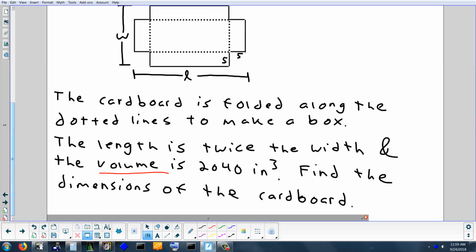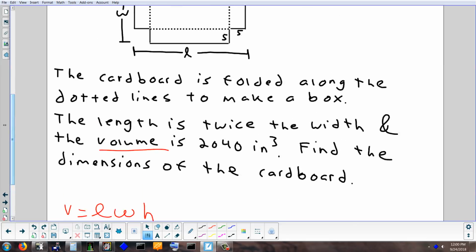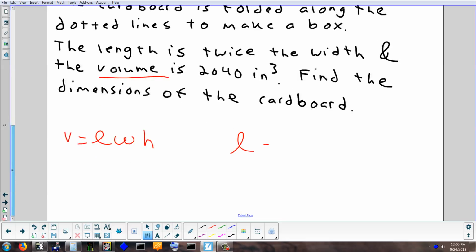So they're telling us something about volume, so we need the formula for the volume of a rectangular prism. Basically like a cube. What's the formula for the volume of a rectangular prism? Okay, so let's start with that. Volume equals length times width times height. Now, they tell us something about our length in relation to the width. What do they tell us about the length? Yeah. It's twice the width. So let's just write that down off to the side. The length is twice the width.